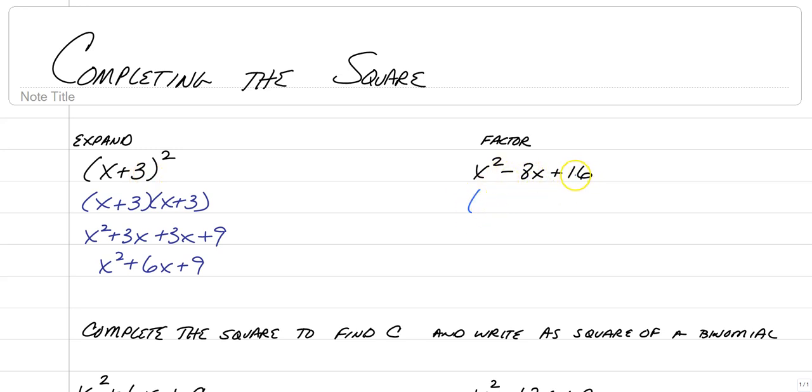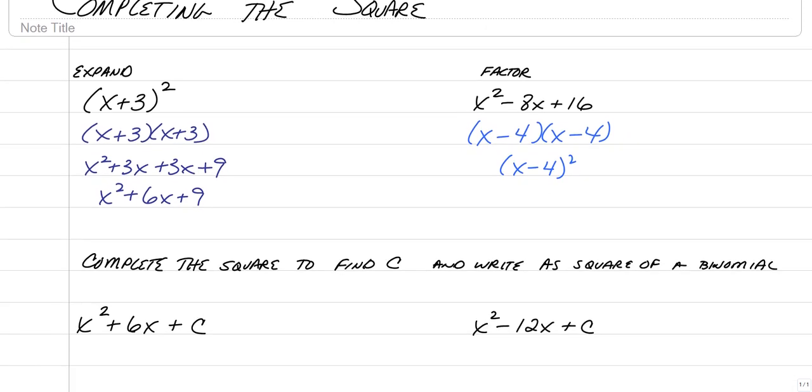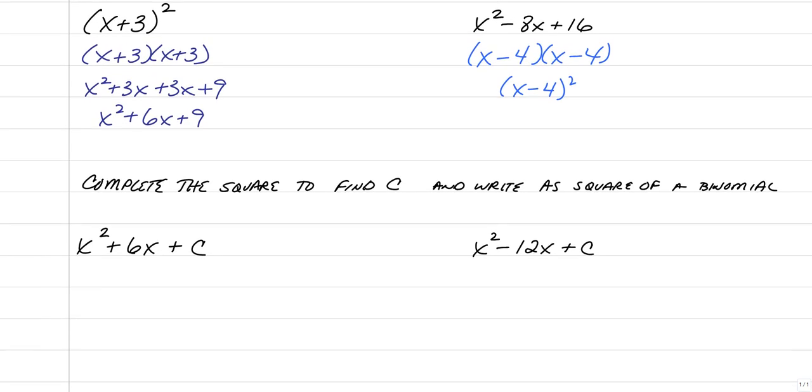What multiplies to a positive 16 but adds to a negative 8? And obviously we're going to have our x's here. But the only way to multiply to a positive is if the signs are the same. So in this case, they're both negative. And what multiplies to 16 but adds to 8? That would be 4 and 4. So since these terms are the exact same, we can write them as the square of a binomial. That's just factoring.